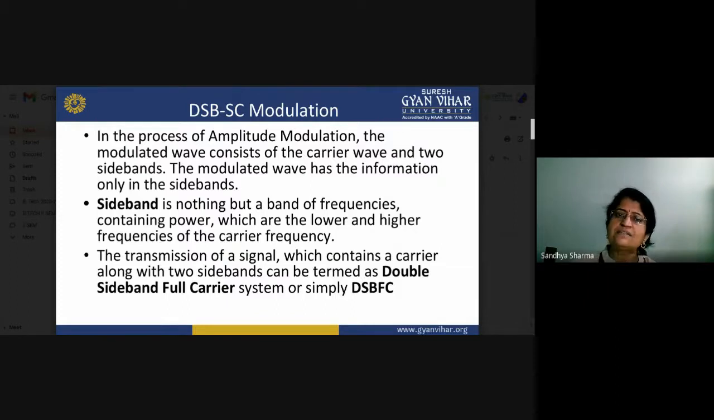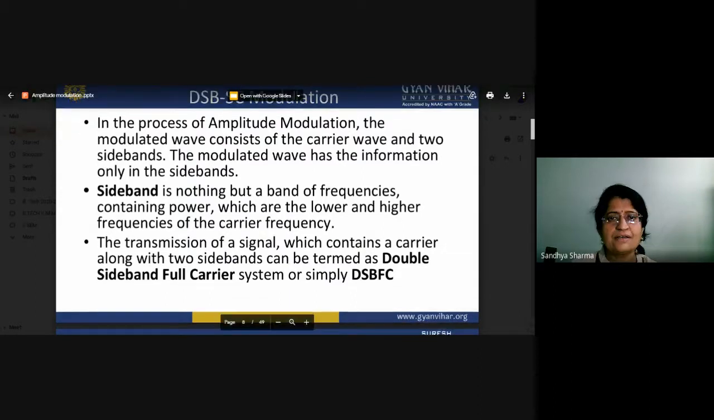So a sideband is basically a band of frequencies, and these bands of frequencies contain the power, which are lower and higher frequencies of the carrier frequency. So transmission of a signal which contains a carrier along with two sidebands can be termed as a double sideband full carrier. Means when you are transmitting your signals and you transmit the carrier along with your sidebands, that type of modulation is called a double sideband with full carrier. So that is called DSB FC. So that is the full carrier.